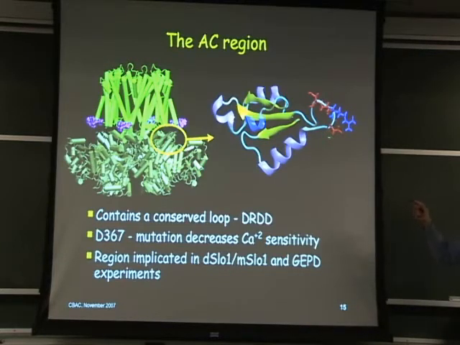D367, so this aspartate on this end, this mutation has been shown to kill calcium sensitivity, at least the contribution coming from the RCK1. And both of these, the mutation as well as the D-slow, M-slow, this is the region that got swapped out between the Drosophila and mouse and the chimera. All these mutations fall into this region. Okay, so this is going to be our central focus.